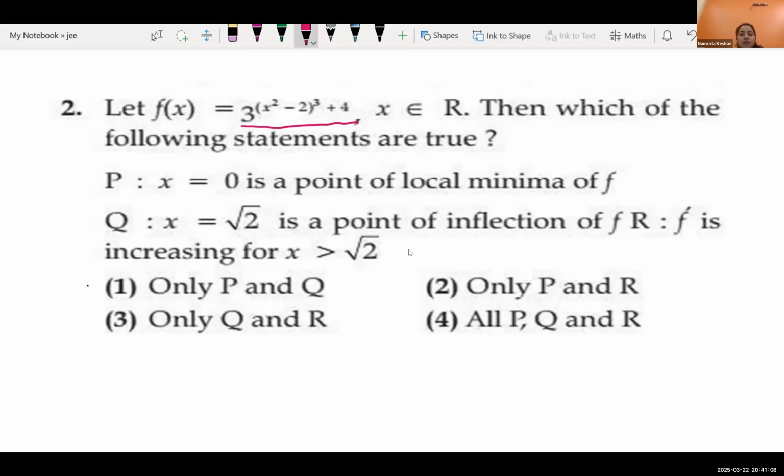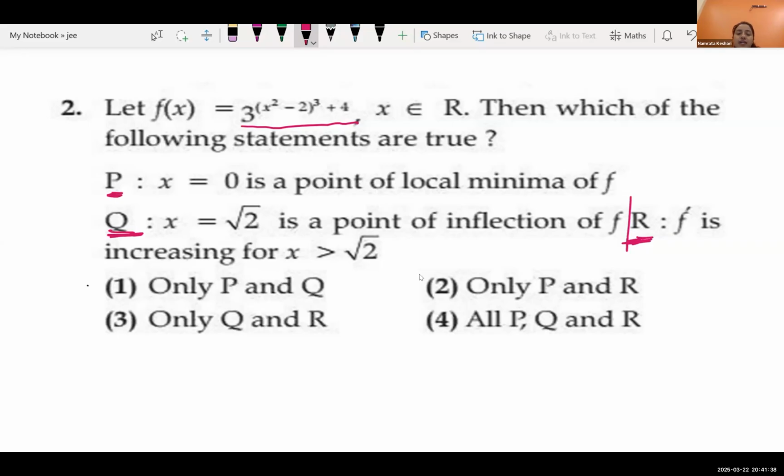Okay, where x can be any real number. Then which of the following statements are true? Statement P is given, then Q is given, and after this R is also given. P says that x equals 0 is a point of local minima. You can already see the function. P says that x equals 0 is the point of local minima of f.